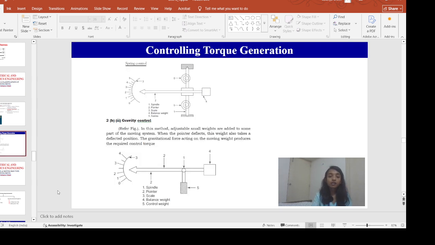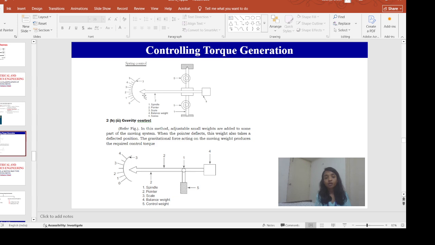Now this controlling torque can be generated using the spring control technique. Here we have this spindle. On this spindle we have these springs attached, and at the top and the bottom of the spindle we have some jewel bearing. With this spindle we have the pointer attached, and at the end of the pointer we have this balanced weight. If there is any deflection of the pointer, that can be observed in the scale.